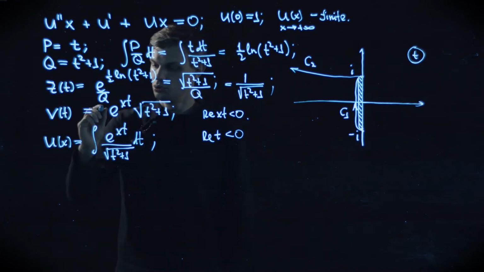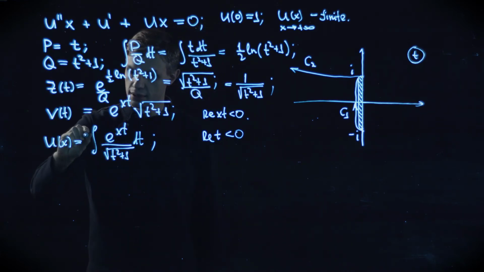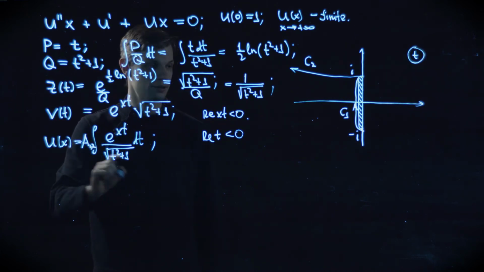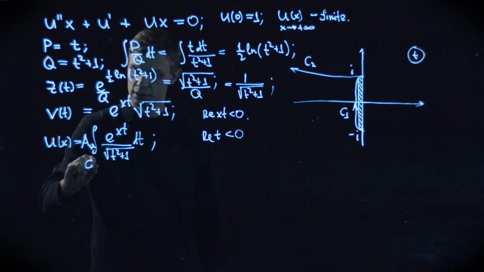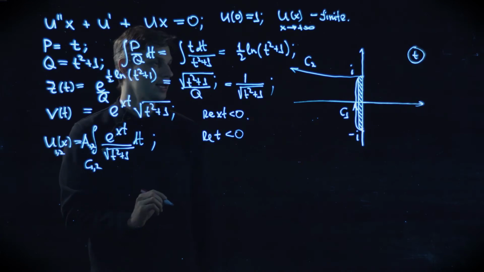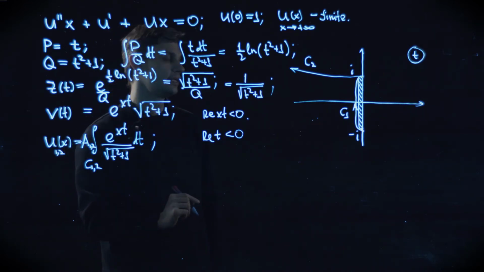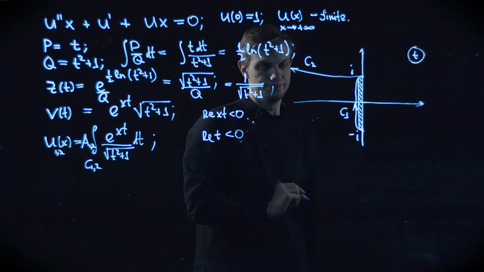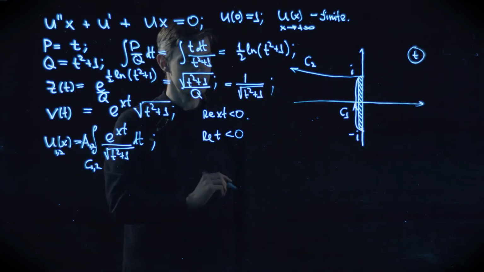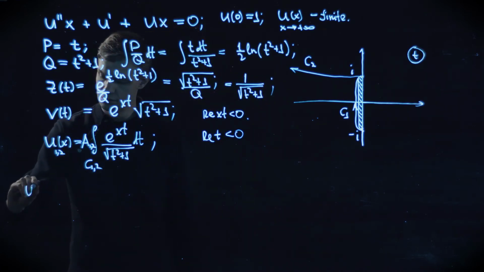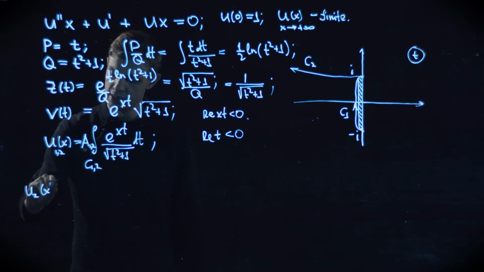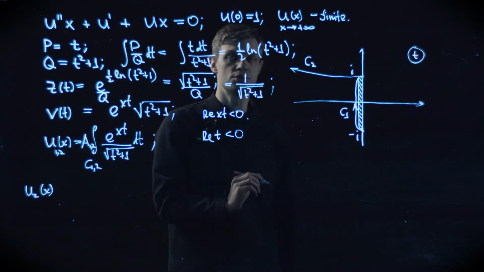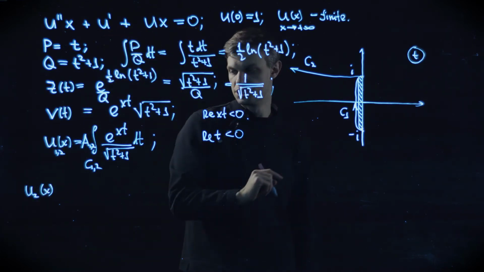Right, so let's write them down. They're defined up to some constants, a1 and a2, and the contours are C1 and C2. And the solutions are the first one and the second one. So let's first investigate probably the second solution, u2 of x. We are interested in the solutions which are bounded at the origin.